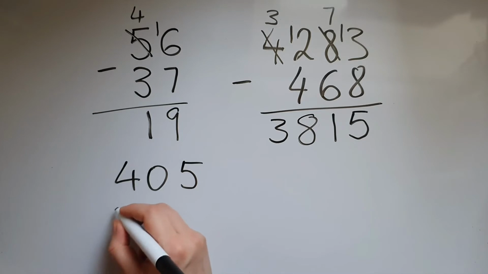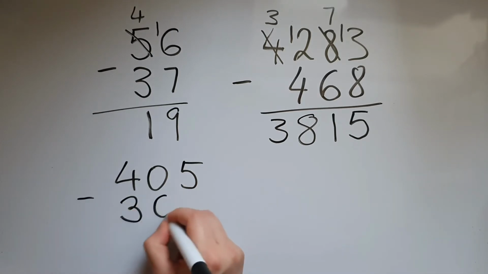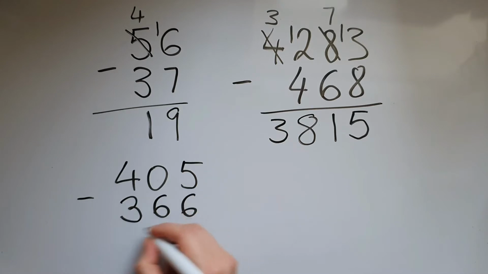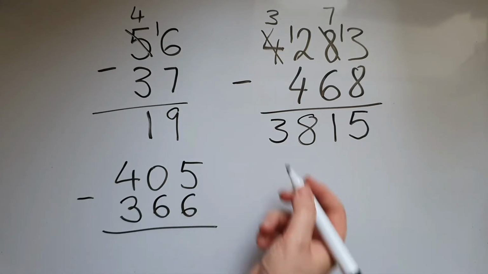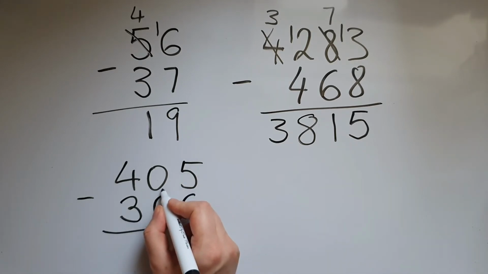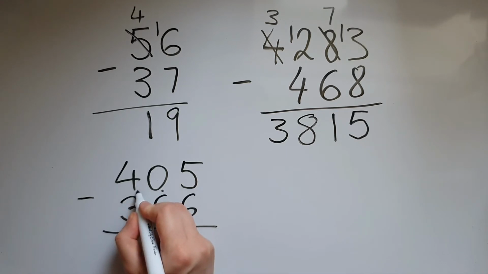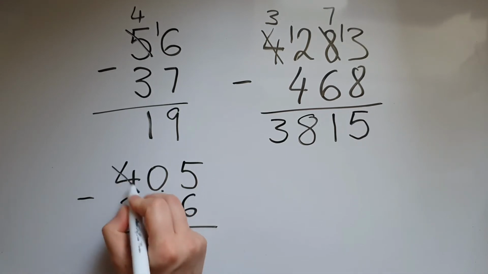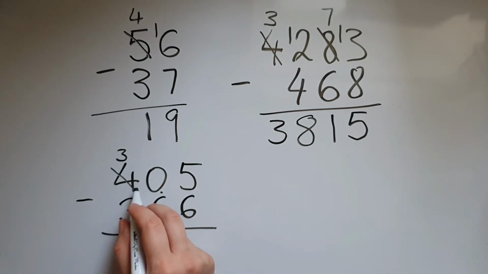405 take away 366. So we've got to take away 6 from the 5, which means we need to borrow. But looking at the digit next to the 5, it is a 0, so we can't borrow anything from it. For that reason, we're going to have to borrow 1 from the hundreds, making that a 3. So 100 is equal to 10 tens.